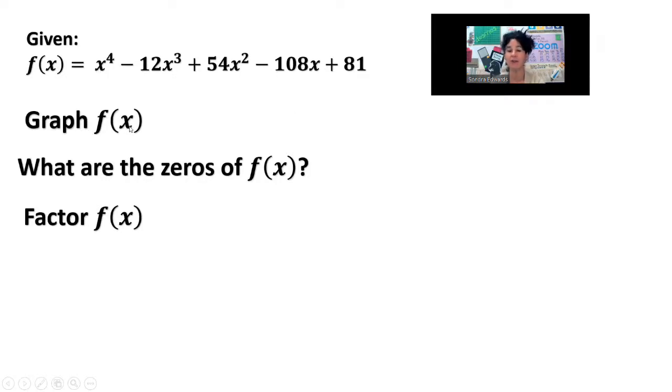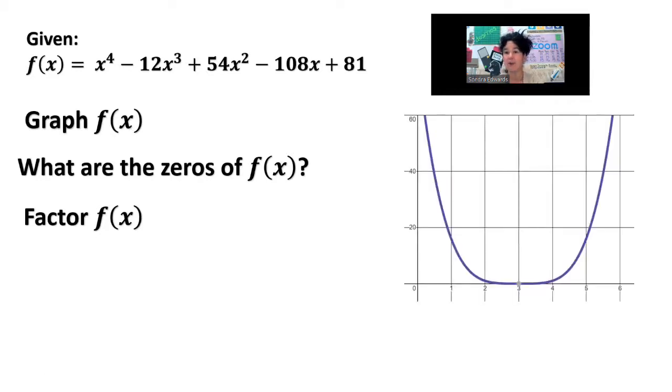If I go to graph this particular polynomial, and I just went over to Desmos.com and graphed that, I want you to notice that it comes down and it comes in contact with the x-axis here at 3 and then goes back up. So the zero of this function is 3. Zeros, it's just another word for x-intercept.